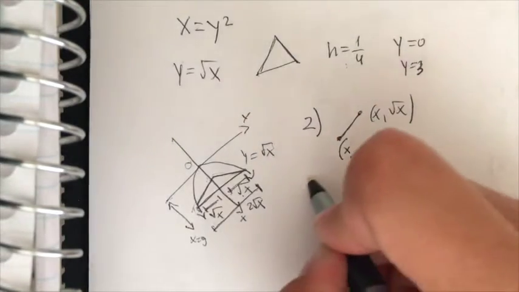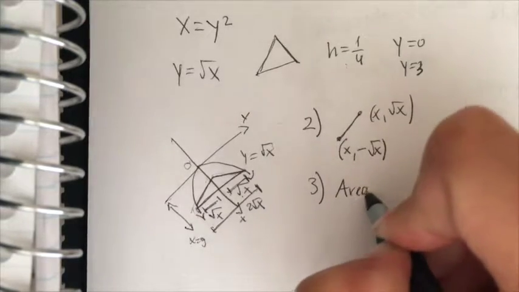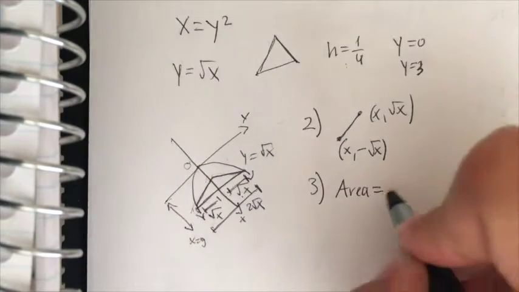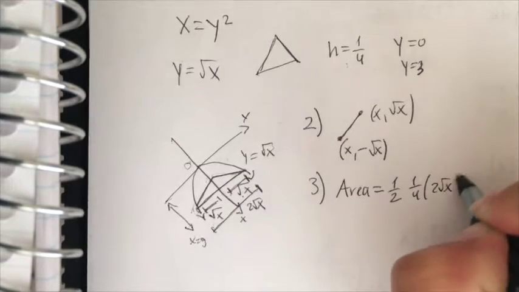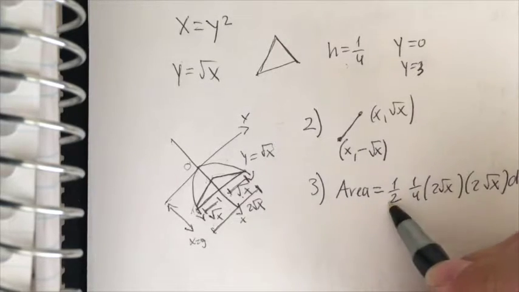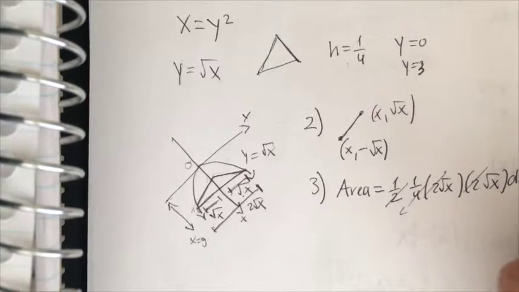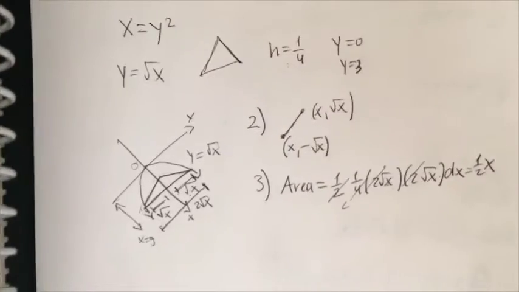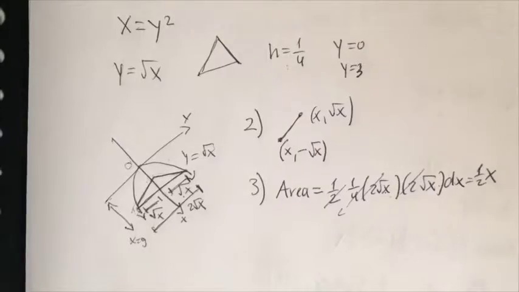Okay. Step number 3, our area, which will be of a triangle of our cross section, which will be 1/2 base times height. So 1 over 4, 2 root x, and then 2 root x dx. So we cancel this 2 with this 2, 4 with 2, and we get 1/2 of x. Square root of x times square root of x is 1/2 x.